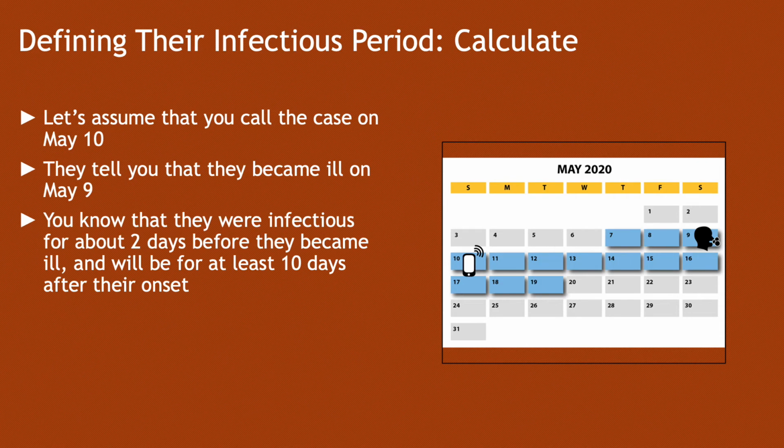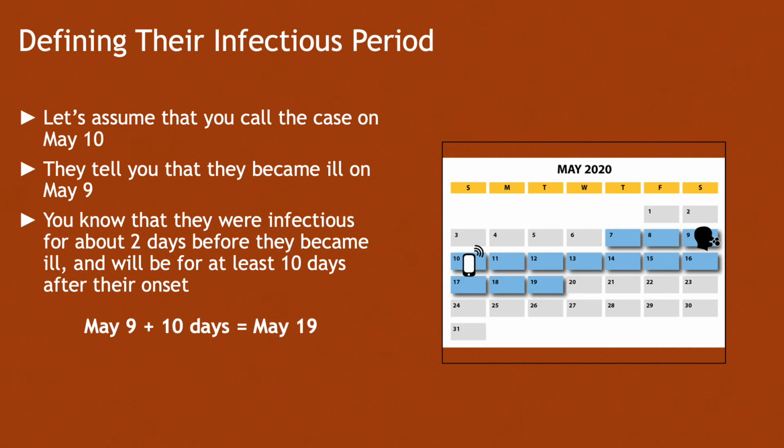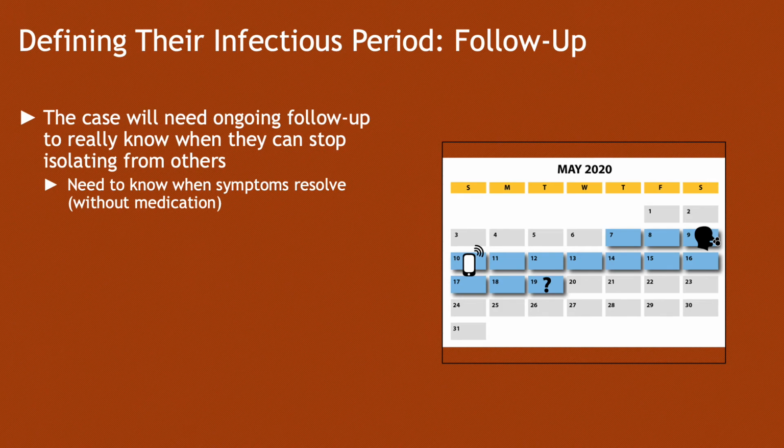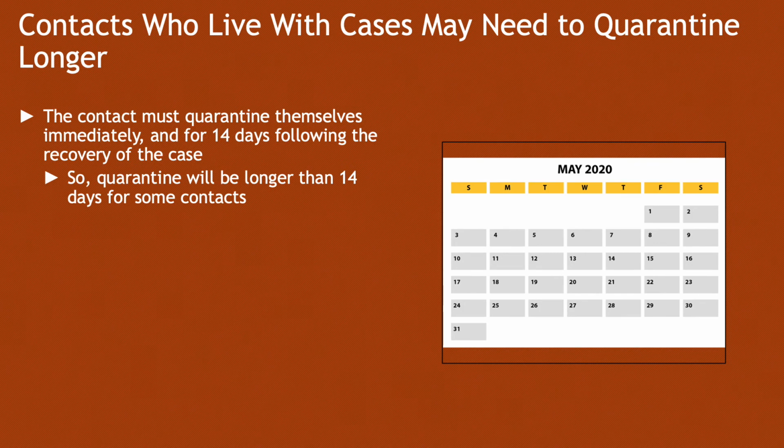So if you call somebody on the 10th, and they became ill on the 9th, you know they were infectious since the 7th. They'll be infectious for at least 10 days after the onset, so May 19th. And so the case is going to need ongoing follow-up, so you can let them know when they can stop isolating from others. The contact of this person, if they live with them, must quarantine for 14 days after that case recovers. That is quite a burden on people that live with the case.